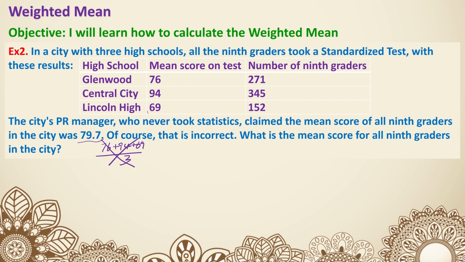It's not just the mean score. Each school has a different number of students, so we have to use the number of students and the score. And again, it's going to be the total scores divided by the total students.